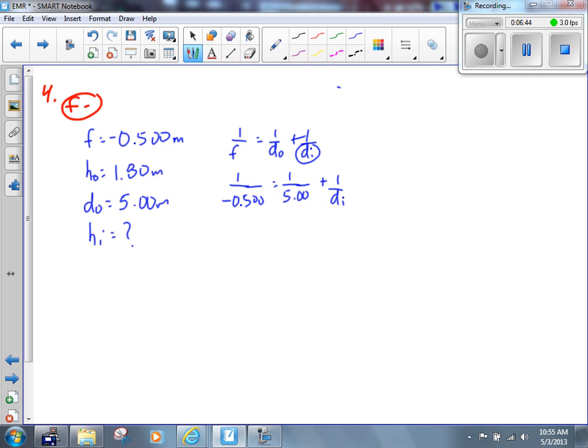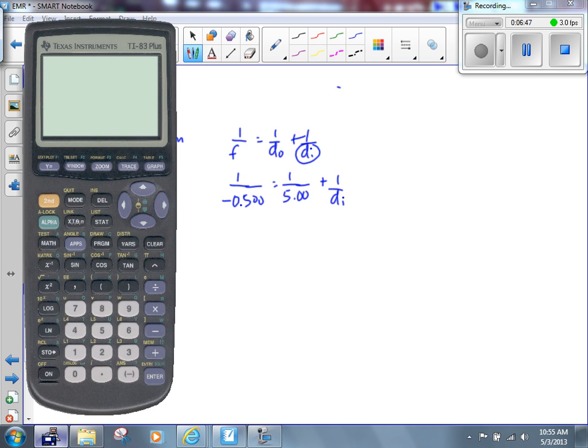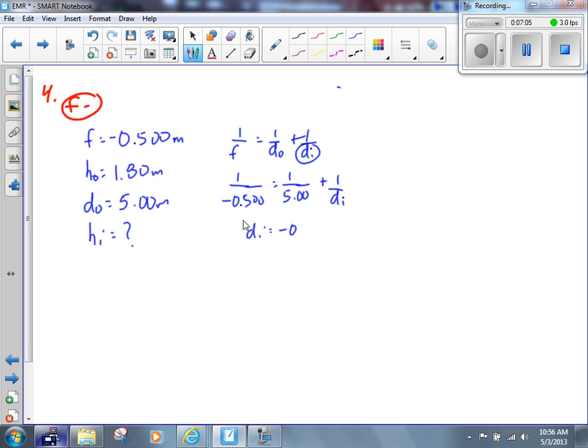Let's go to the calculator again and do that little trick. Negative 0.5, subtract, negative 0.5, x to the minus 1, subtract 5, x to the minus 1. Let's flip that over, and we get negative 0.4545. Right? Now, that's not the value that we're looking for, but we've got it if we need it. So let's try to find HI now.